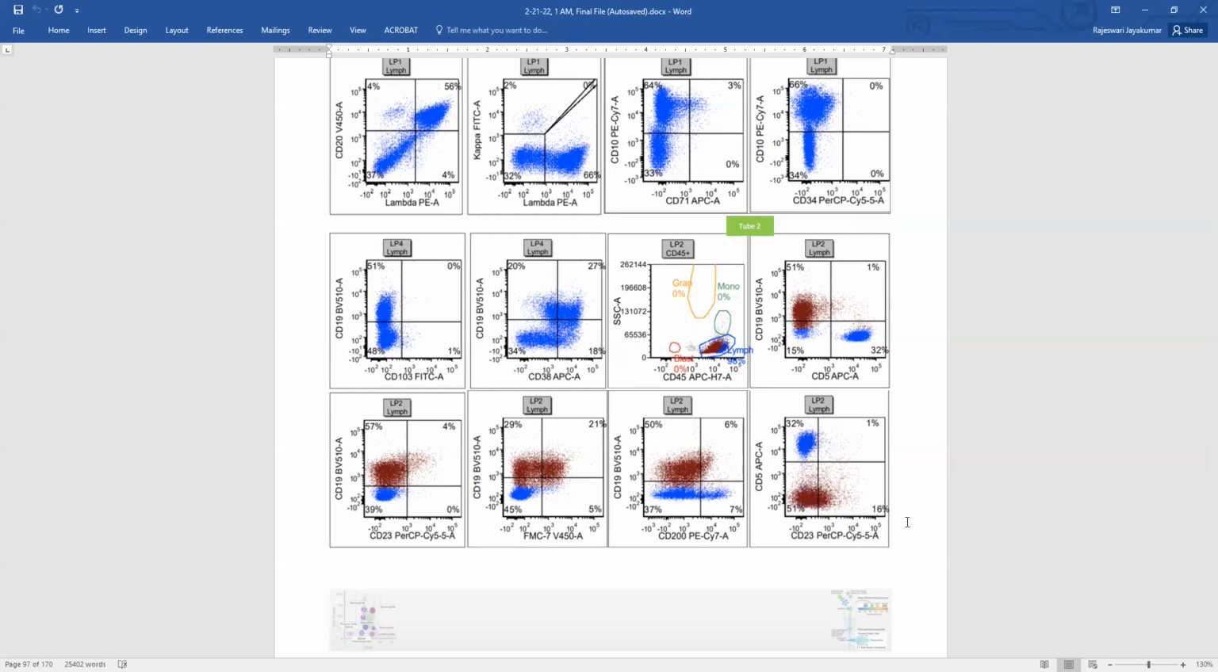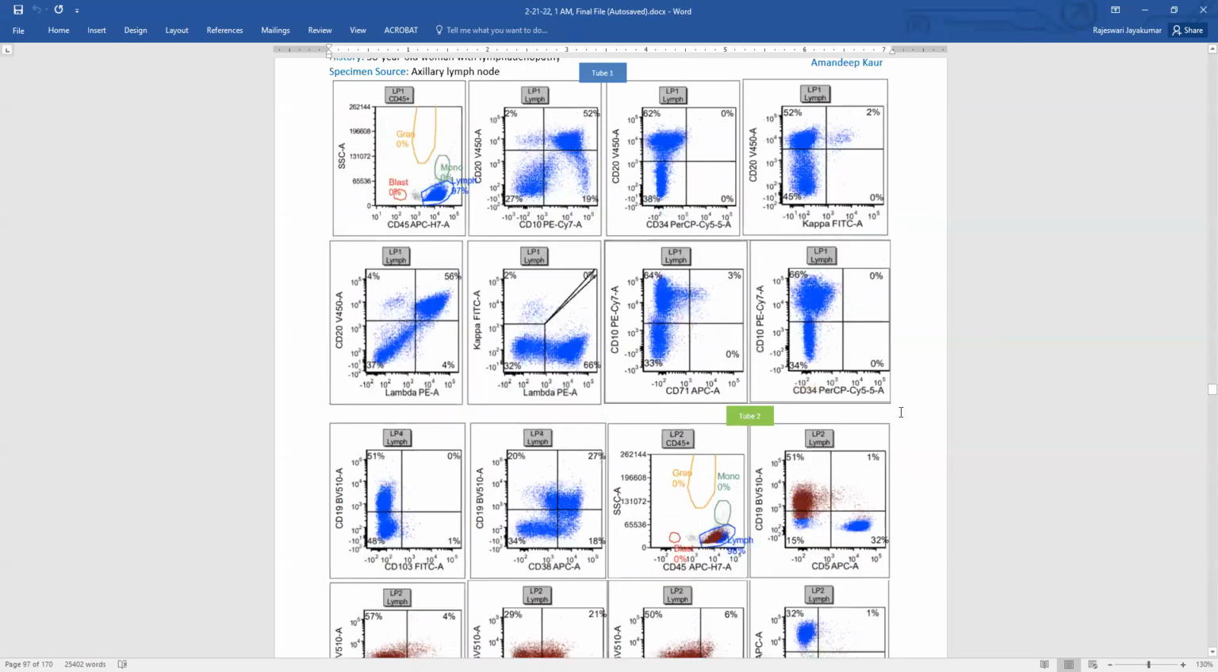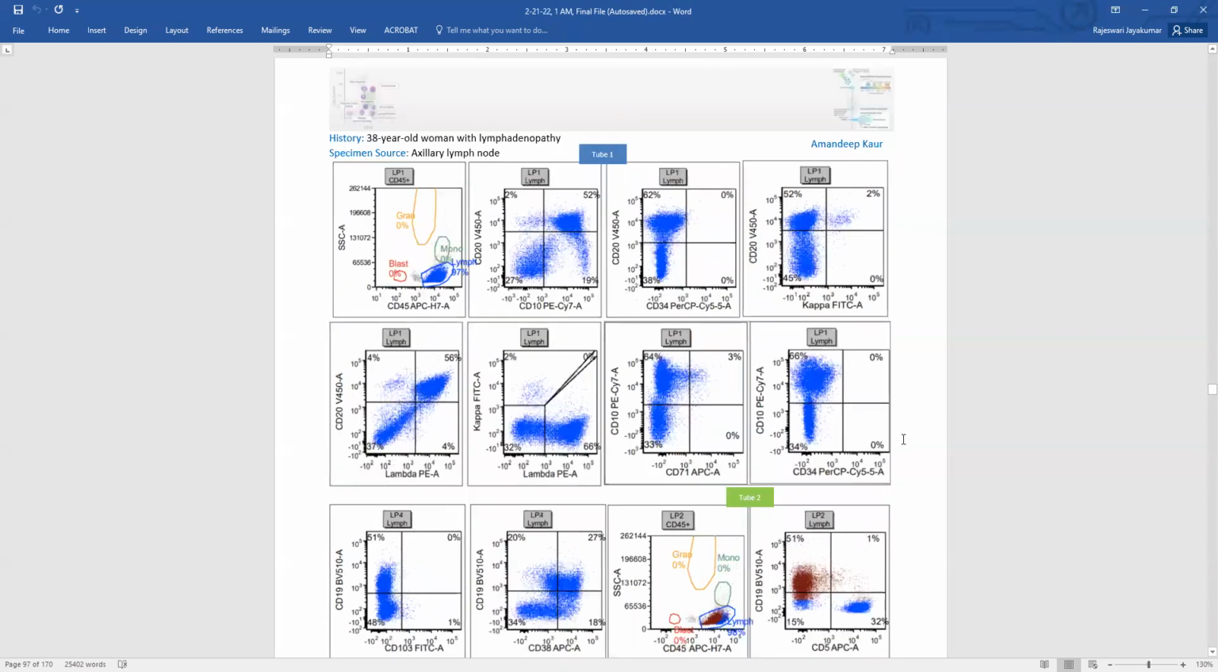So when you write your report, always document all the markers. And one thing to remember is if you see positivity of CD23, document it. So the final diagnosis on this case turned out to be follicular lymphoma, and this is a classic CD10 positive B cell lymphoma. Thank you.